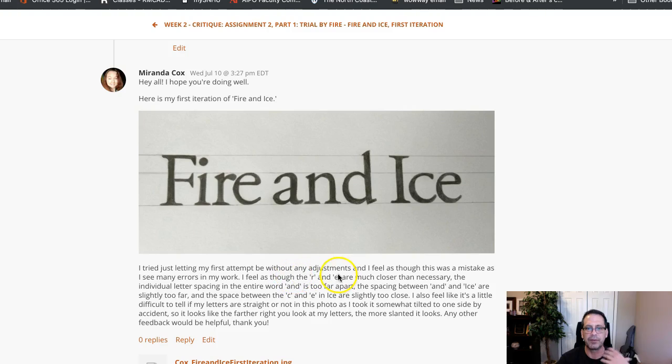It says you think you made a mistake without attempting any adjustments. And I agree. I think anytime you have type that's set above 12 points, you definitely want to start looking at individual letter spacing and word spacing, specifically if it's in a headline capacity or display type. Quite often, text is able to be adjusted not individually with kerning, but by adjusting the spacing between the letters in the entire sentence, which is called tracking.